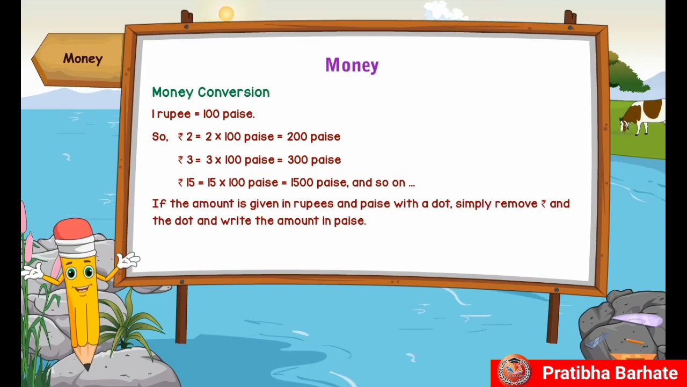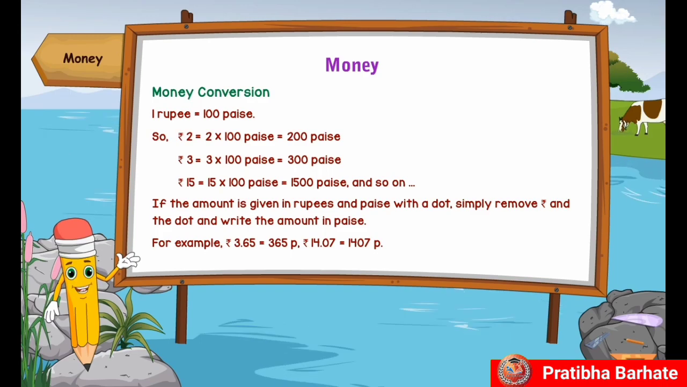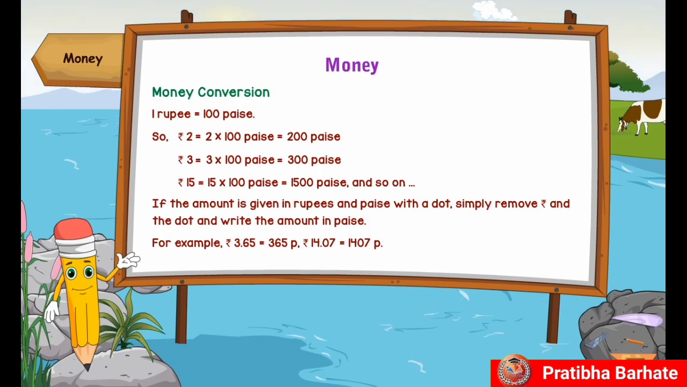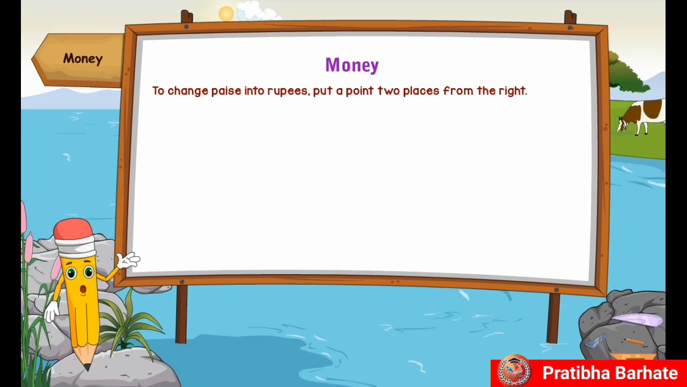If the amount is given in rupees and paise with a dot, simply remove the rupee sign and the dot and write the amount in paise. For example, ₹3.65 is equal to 365 paise. ₹14.07 is equal to 1407 paise. To change paise into rupees, put a point 2 places from the right.